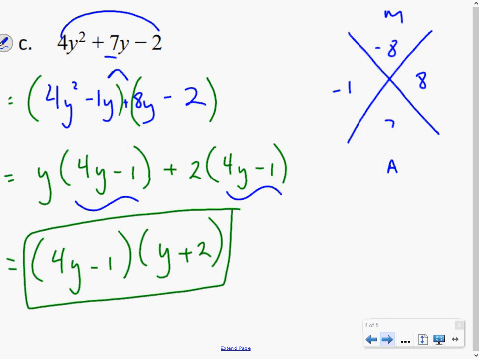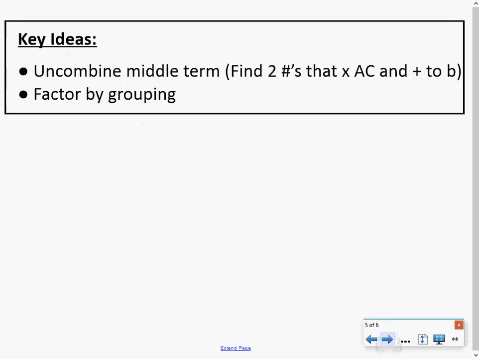So this is going to take you a lot of practice. Okay, the goal here is really to split our trinomial up into 4 terms, so that we can factor by grouping. And we're going to uncombine or split up that middle term by finding two numbers that multiply to your a times c value and add up to that middle b value. Okay, and like I said, after we split it up into 4 terms, we're going to be factoring by grouping, which we've been working on the past few days.